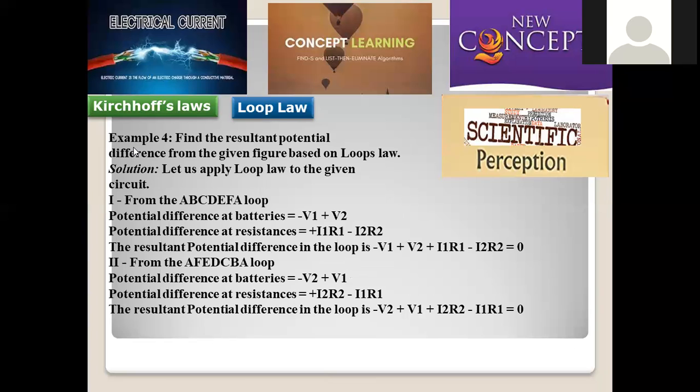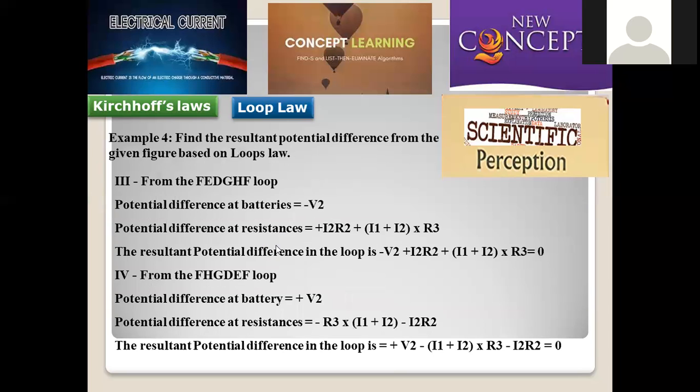Now, let us move on to example number 4. Find the resultant potential difference from the given figure based on the Loop's law. Let us apply Loop's law to the given circuit. What's the circuit?